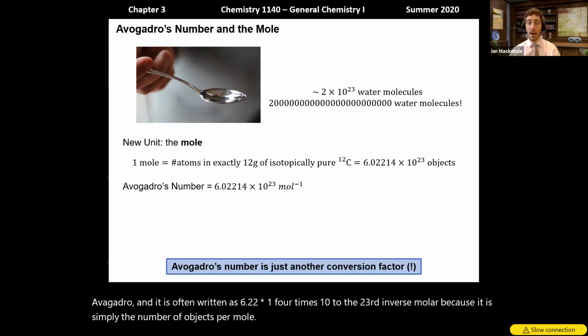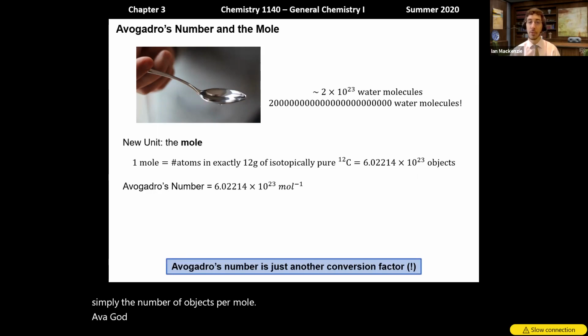Now, Avogadro's number is just another conversion factor. It's number of objects per mole.